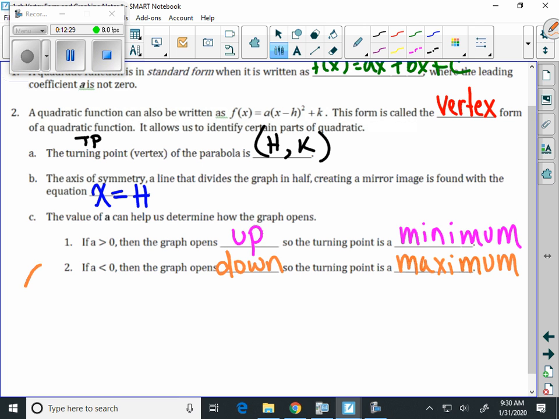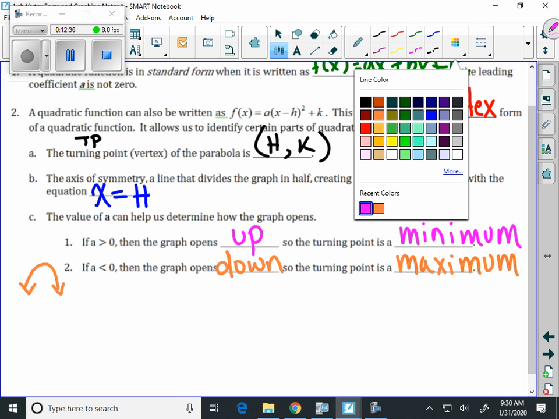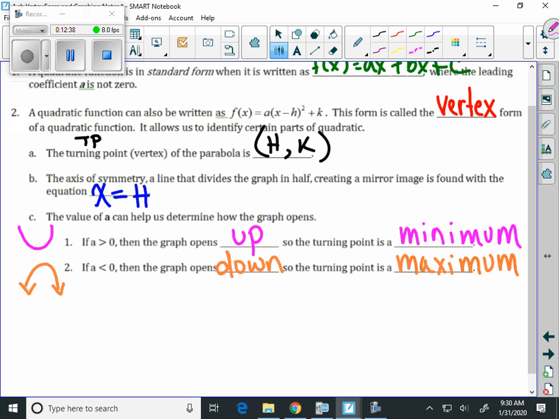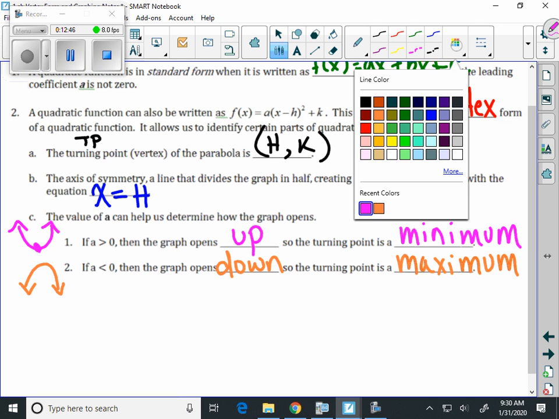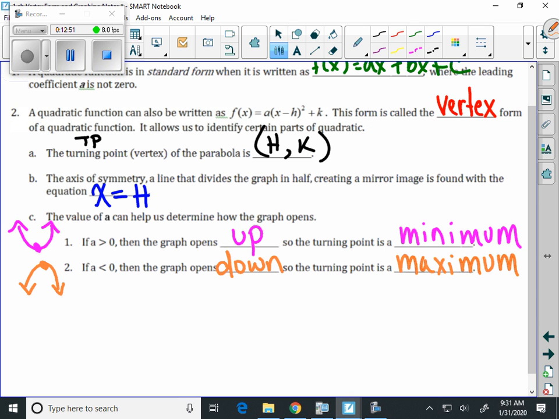By the way, your picture would look like this for number 2. And if we have a quadratic that opens upward, what it's saying is this point, our turning point, is going to be the lowest point in the graph. And then when it opens the other direction, our turning point, also known as our vertex, is going to be the highest point in the graph.